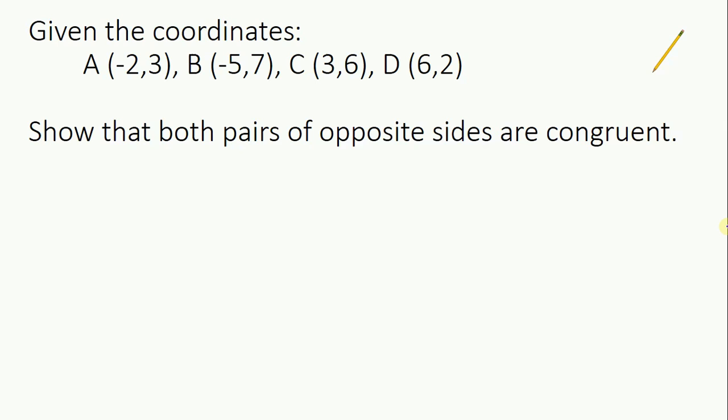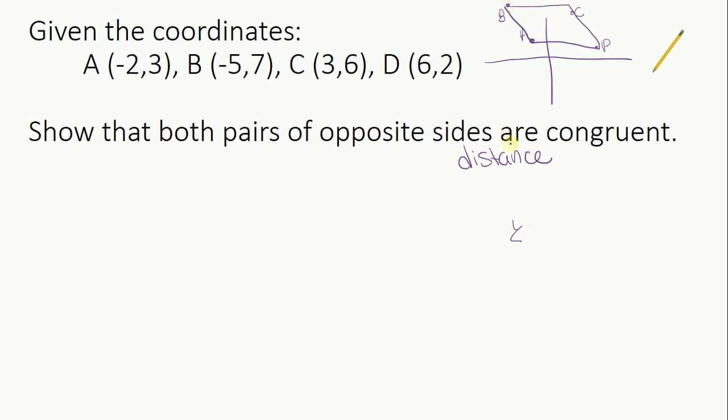Now let's try the other ways we can do it. The other way is to see if sides are congruent, and for this one you're going to want to use the distance formula, because you need to make sure this side and this side are the same length. So if I graph this to get a visual representation, A is (-2, 3), so that would be about right there. B is (-5, 7), so that would be about right here, going up. C is (3, 6), so about right here. And D is (6, 2), so right here.